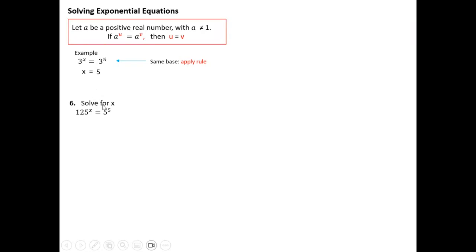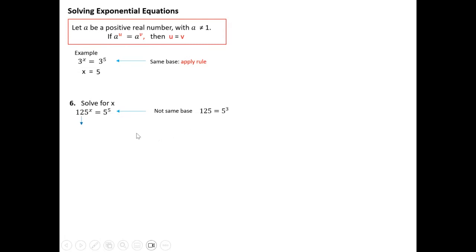Okay, now for this one here, number 6, solve for x. We have 125 to the x power equals 5 to the 5th power. If we notice, these are not the same base, so we cannot apply the rule yet. So we have to make them the same base. We know that 125 is equal to 5 cubed, right? Because we're trying to match the bases. So we can apply the rule.